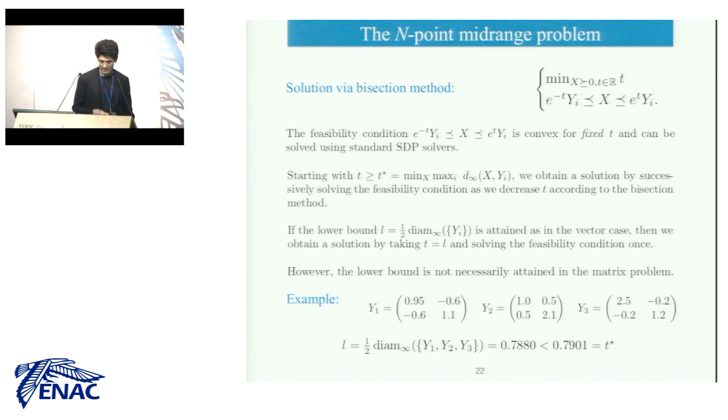But unfortunately, and remarkably, it turns out that the lower bound is not necessarily attained in the matrix case. And so this is one simple example for 3 2x2 matrices where if you work out half the diameter, it's less than the optimum cost as you would find using a quasi-convex program. So this highlights that the problem is fundamentally different than the vector case. And this has to do with the fact that you can't simultaneously diagonalize all the matrices and so on.